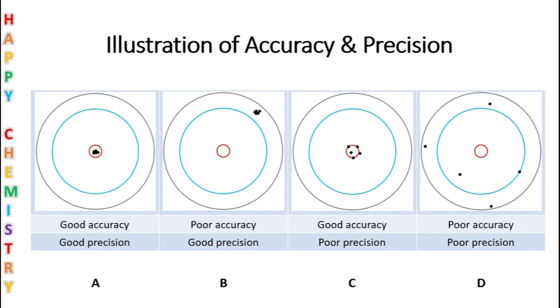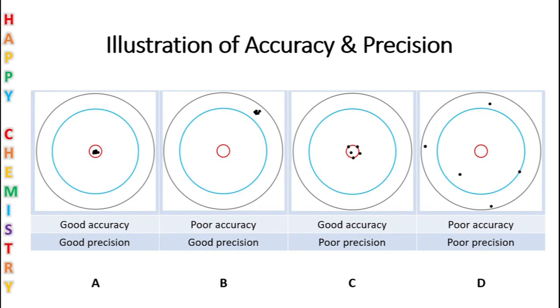As scientists, when we take measurements, the measurements should look like dashboard A. Measurements with good accuracy and good precision. If we get either poor accuracy or poor precision, we have to eliminate systematic errors and minimize random errors.